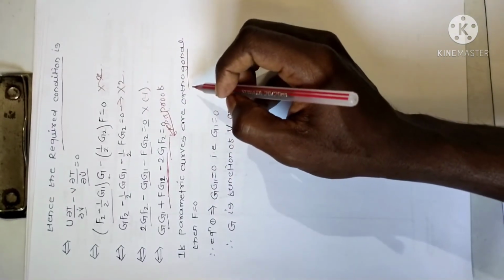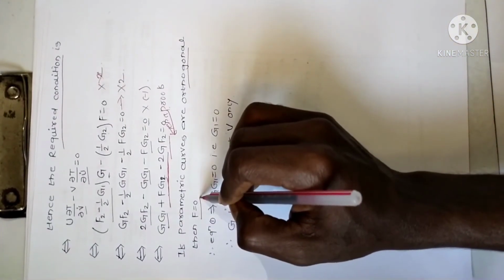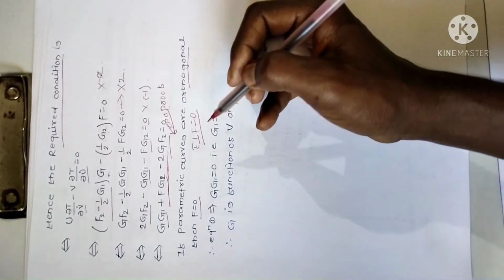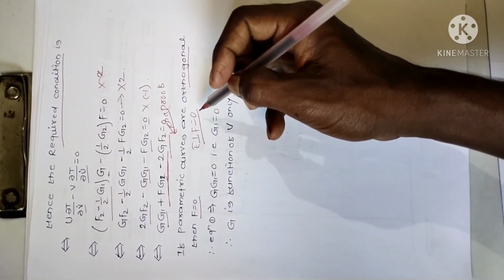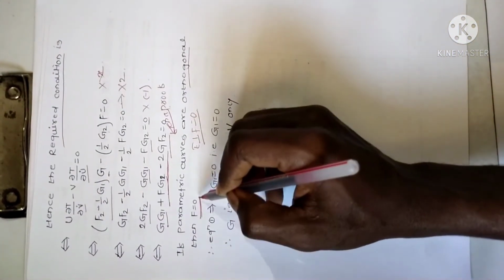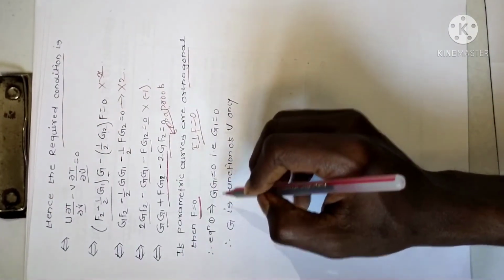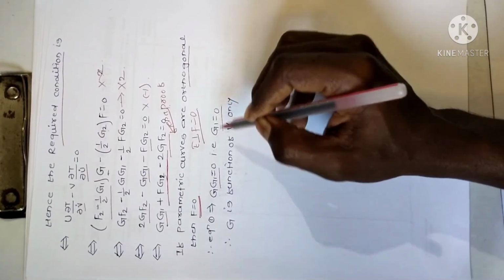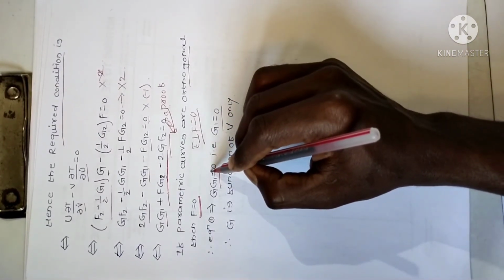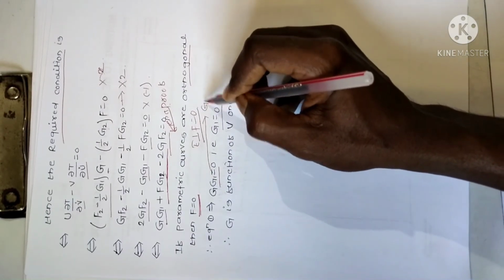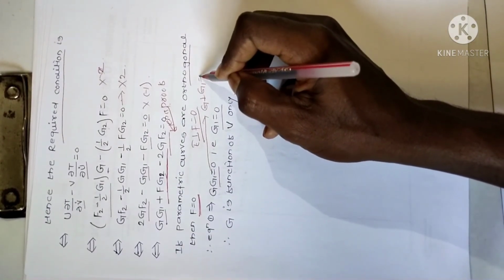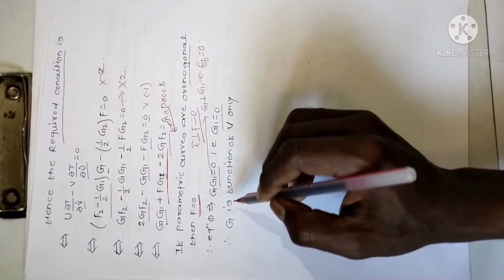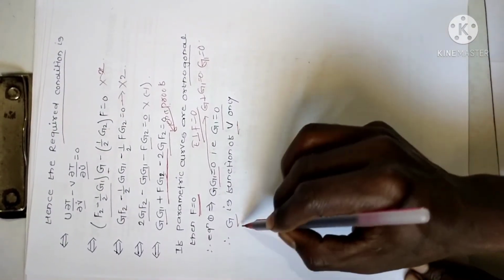If parametric curves are orthogonal, then F is equal to 0. If the curves are orthogonal or perpendicular, then the inner product is 0, then F is equal to 0. So therefore equation 1 implies G into G1 is equal to 0. That means G1 is equal to 0. G into G1 is equal to 0 means G and G1 are orthogonal to each other. Means what? G1 is equal to 0. That means G is a function of v only. Okay.